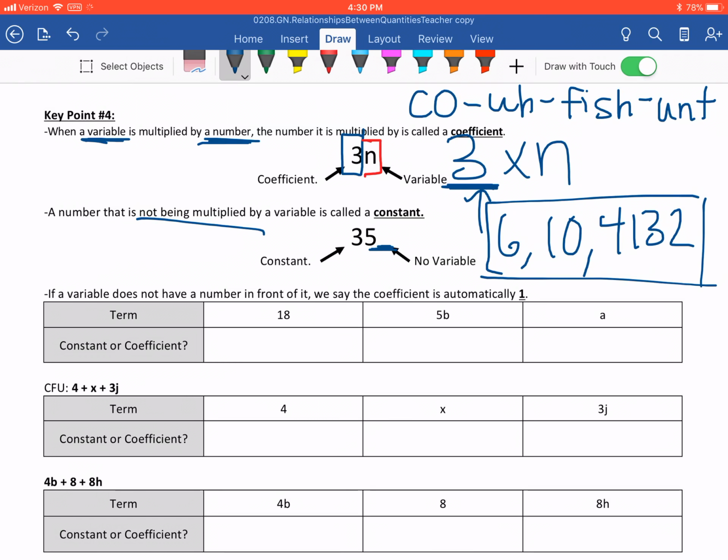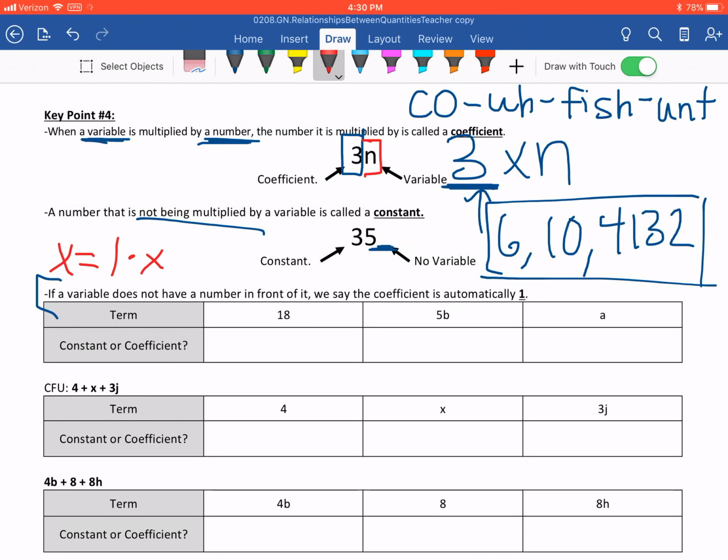If a variable does not have a number in front of it, we say that the coefficient is automatically 1. And why do we say that? Well, because think, if you have something like x, x is also the same thing as 1 times x, because anything times 1 is itself.